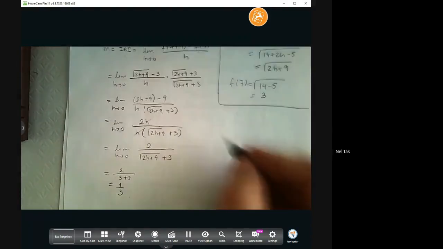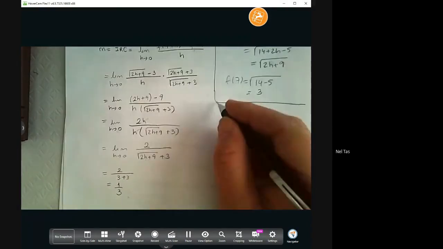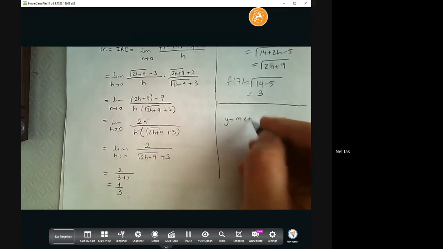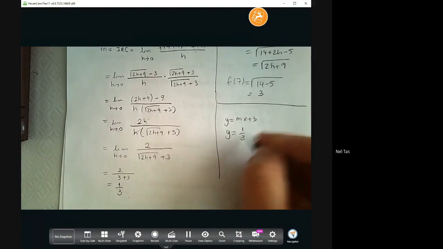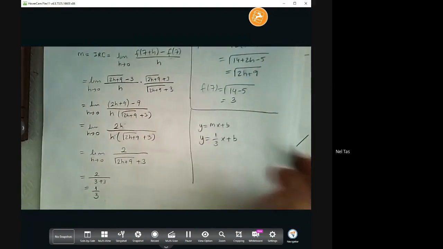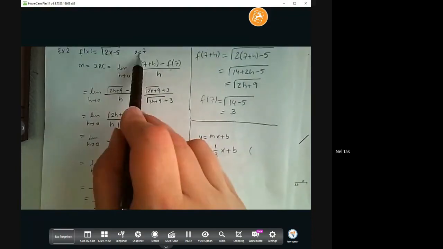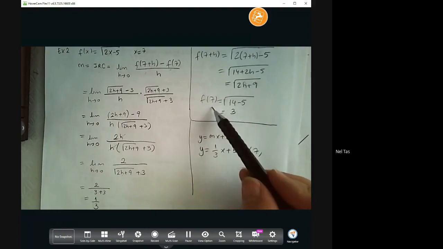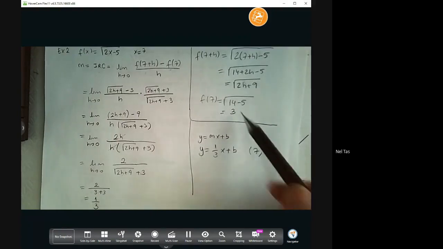Now we can write the equation of the line. So y equals mx plus b, y equals 1 over 3 x plus b. So we need a point. Again, the only point that we have is x. We know the x coordinate is 7. So we found f of 7, which is the y coordinate at that point. That is 3.